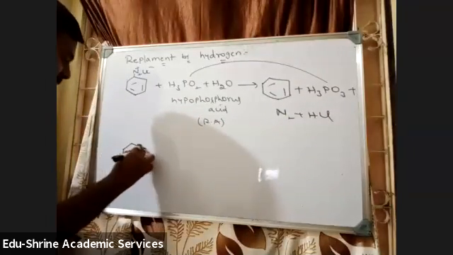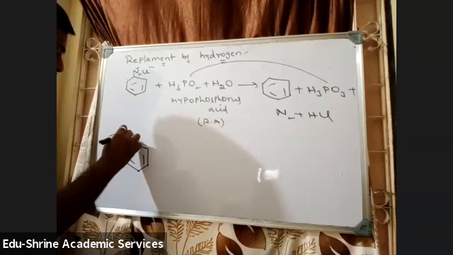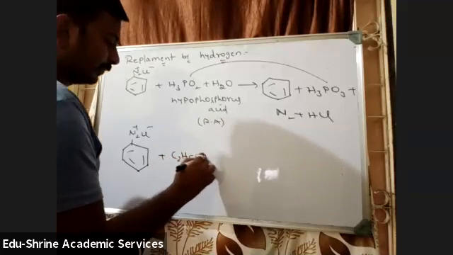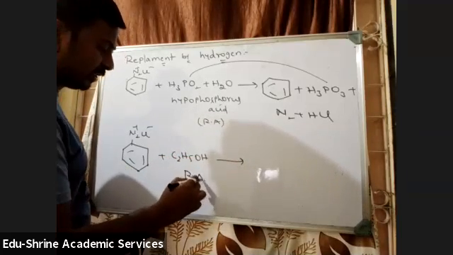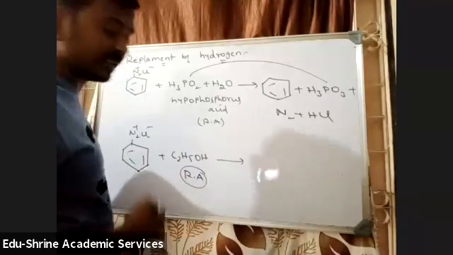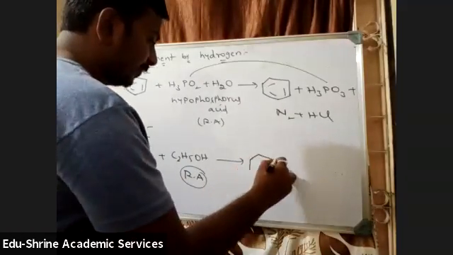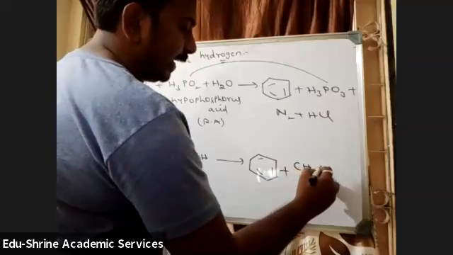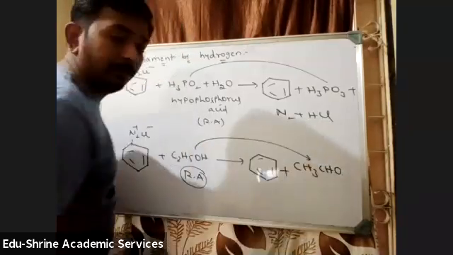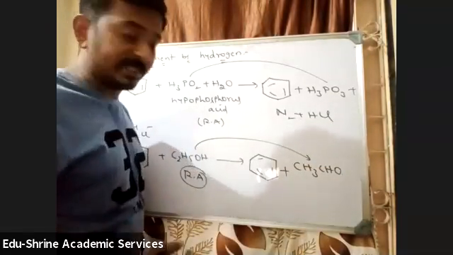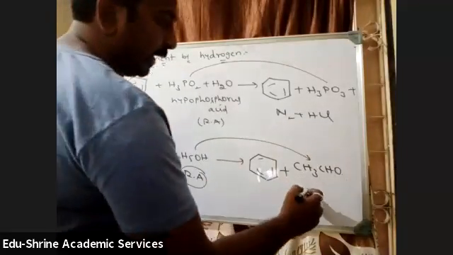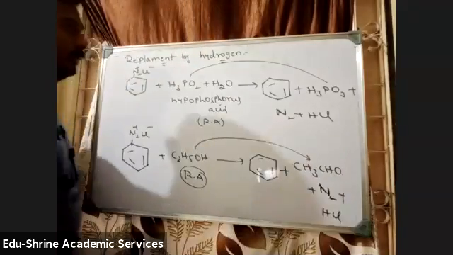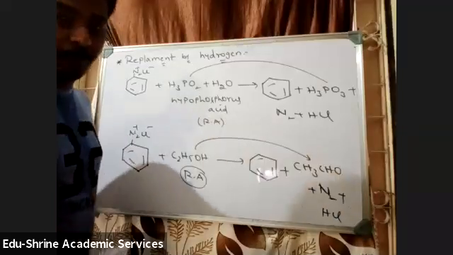In the same way, we can do the reduction by using alcohol also. N2 plus Cl minus on reaction with C2H5OH, ethanol. This is also a weak reducing agent because it will be ready to give hydrogen. It is acidic in nature. Now what happens? We will get benzene plus this will be oxidized to aldehyde. We know that alcohols will be oxidized to aldehydes in the presence of weak oxidizing agent. This will be oxidized to aldehyde plus N2 plus HCl. Yeah. So only this reaction you are studying now, newly, right?